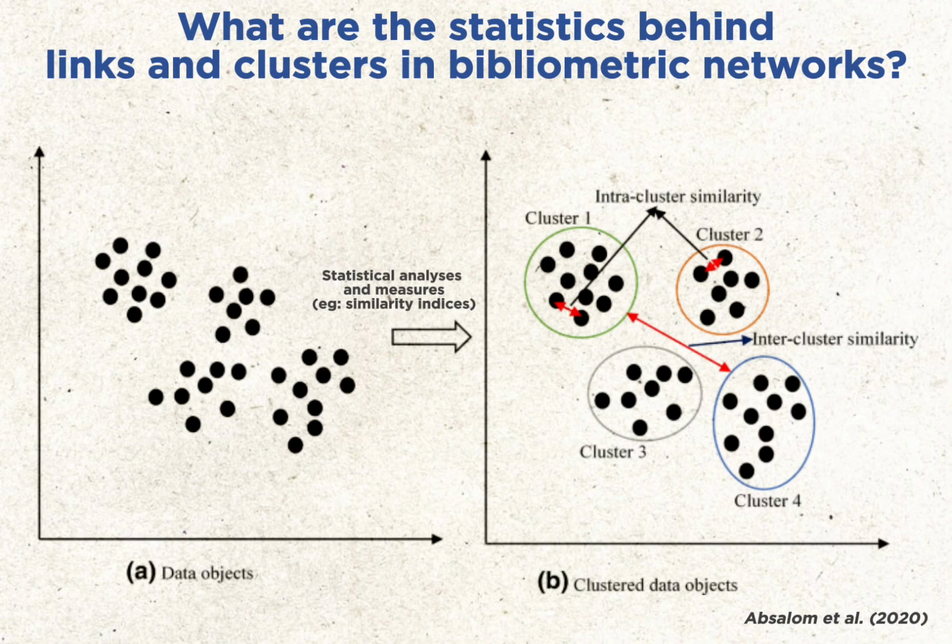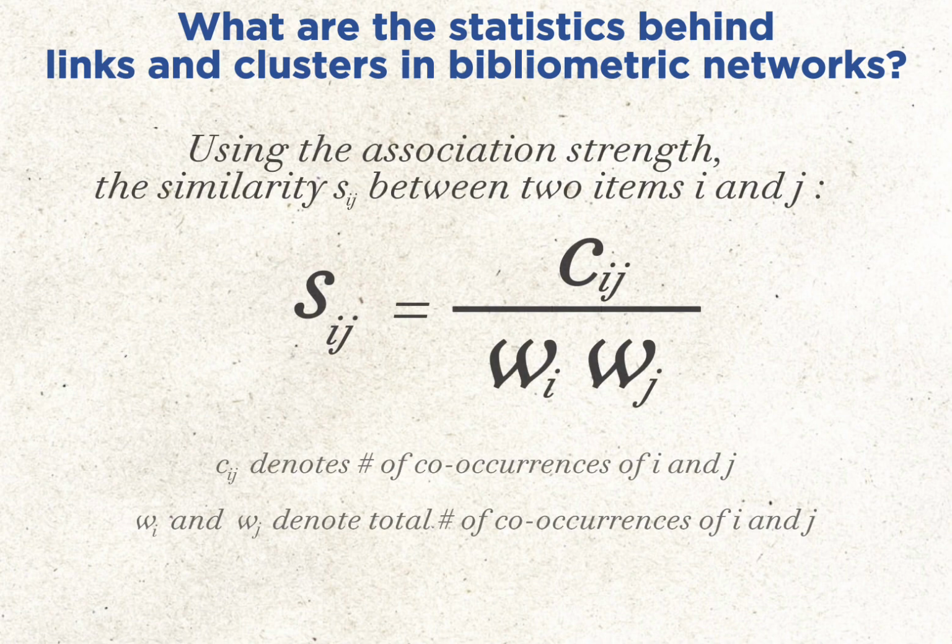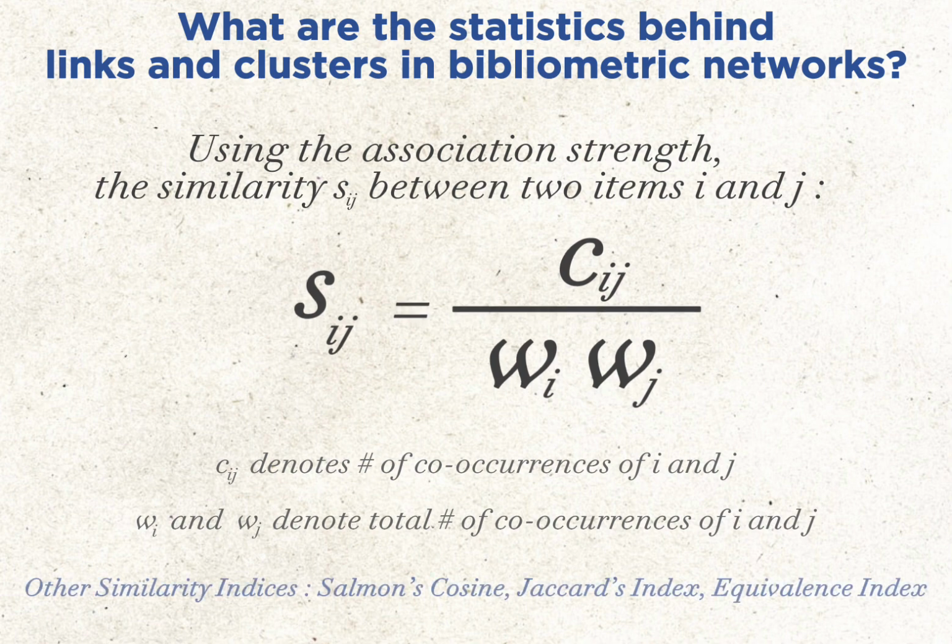What are the statistics behind these networks of clustered bibliographic items? The statistics can vary based on the bibliometric software you use. A similarity index can be used to derive similarities between nodes and normalize data, so that the differences of links between nodes are accounted for. For instance, VOSviewer uses a similarity index called association strength that's represented by the equation seen here. Some other indices include Salton's cosine, Jaccard's index, and equivalence index.